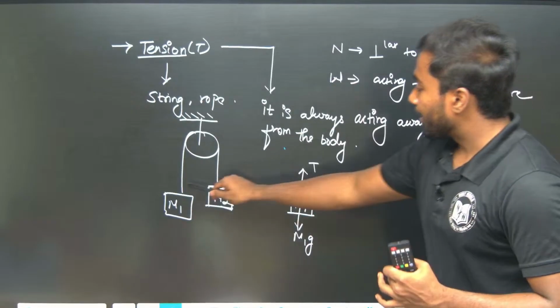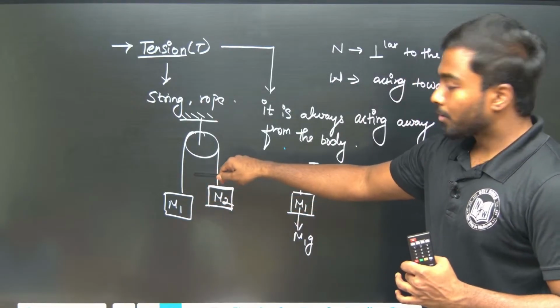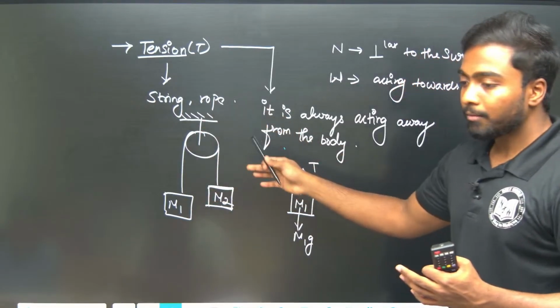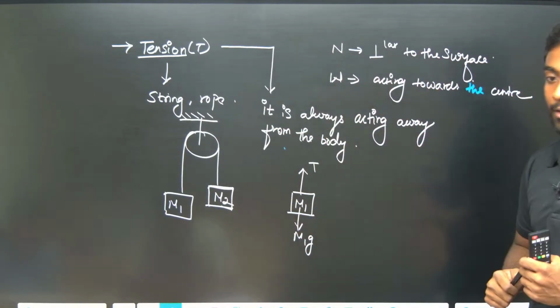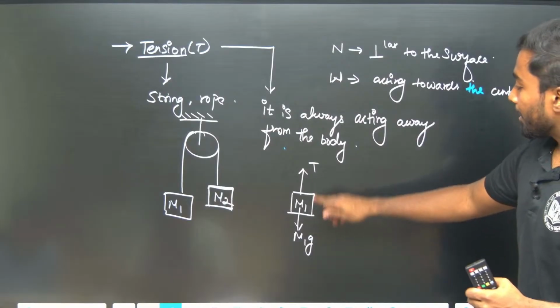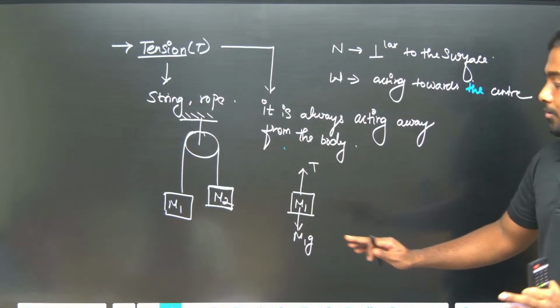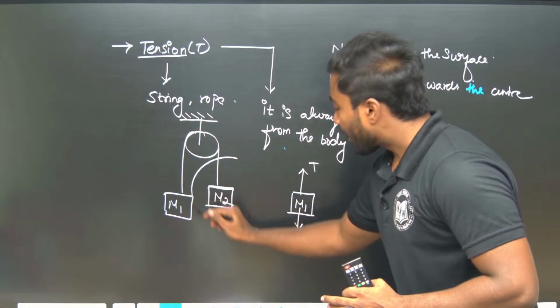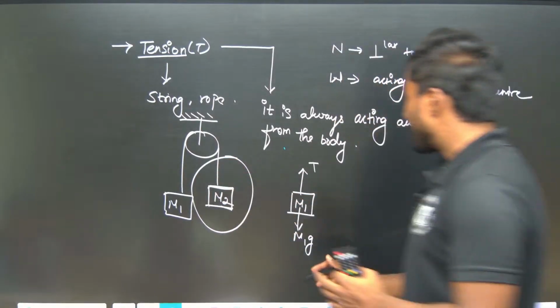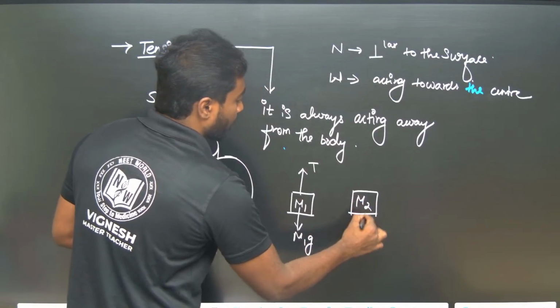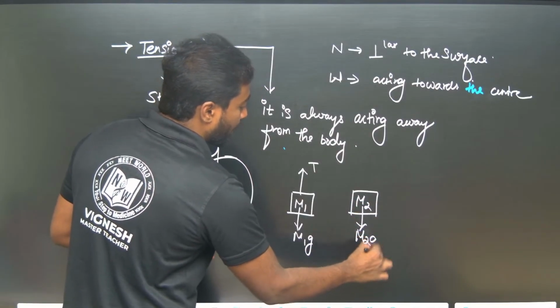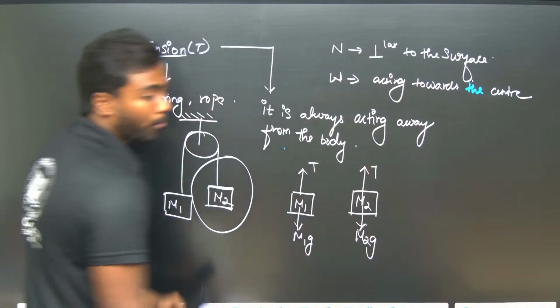One more thing, here it's a contact. Contact with the rope or string, anything, the tension will be there. Contact with another surface means a normal will be there. So this is my T and this is my M1G. So what will be the free body diagram for M2? Similar thing, this is my M2, this is M2G, and tension will be away from the body.